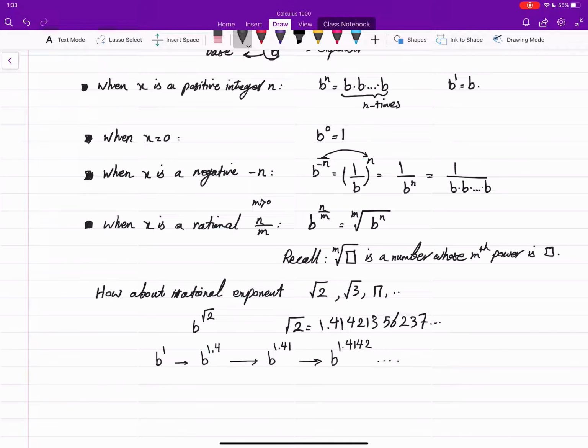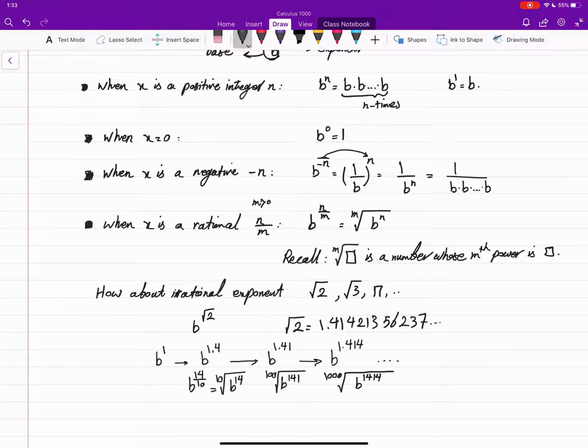Well, remember that b to the power 1/4, I can write it as b to the power 14 over 10, and this is the 10th root of b to the power 14. And the other one is b to the power 141 over 100, the 100th root of that. And then for the other one, this is the 1000th root of b to the power 14.